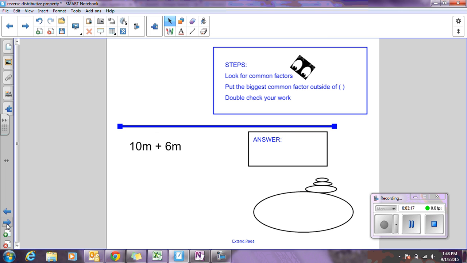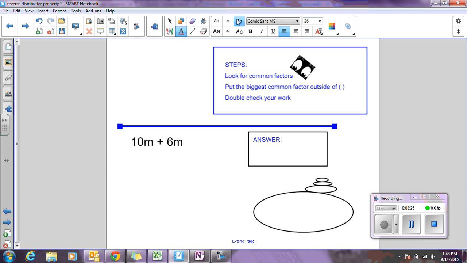Okay, so now let's try another one. Now we have 10m plus 6m, so we have to look for common factors. Some common factors we have are 2, because I'm not going to put 1. 1 doesn't really count. Do they both have 3 in common? No. Do they both have 4? No. Do they both have 5? No. Do they both have 6? No.